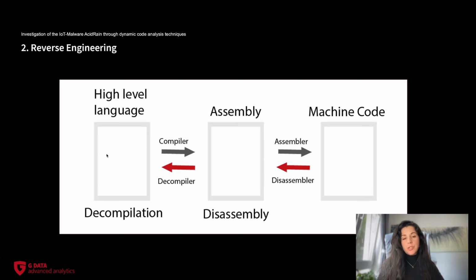For a reverse engineer, we go the way back. This means we have the sample, the binary, the malware, and we try to refactor the code. This means we disassemble it into assembly, and from the disassembly we go to the decompilation.